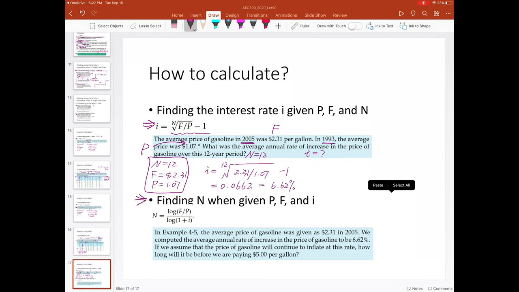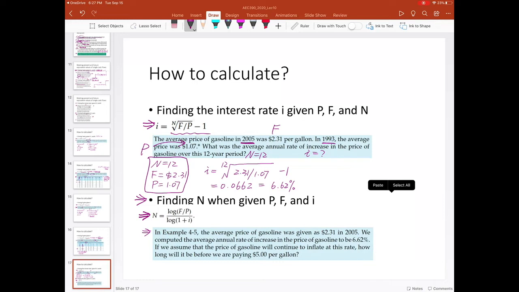All right, so the last calculation is to find out the N when given P, F, and I. So here we use this equation. N equals log of F over P, over log of 1 plus I. Okay, a little bit complicated. And let's apply this for this example, okay? So the average price of gasoline was given as 3.31 in 2005. We computed the average annual rate.